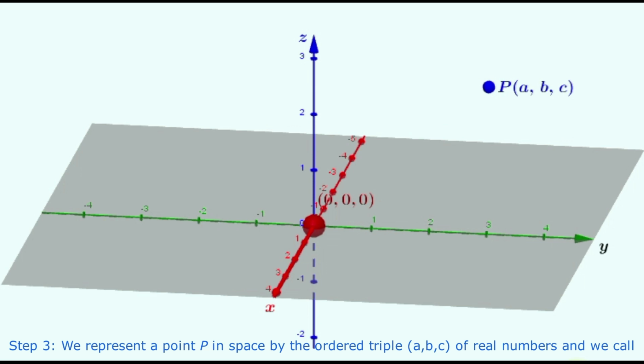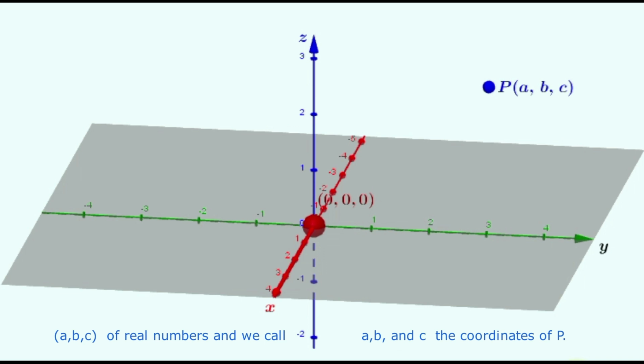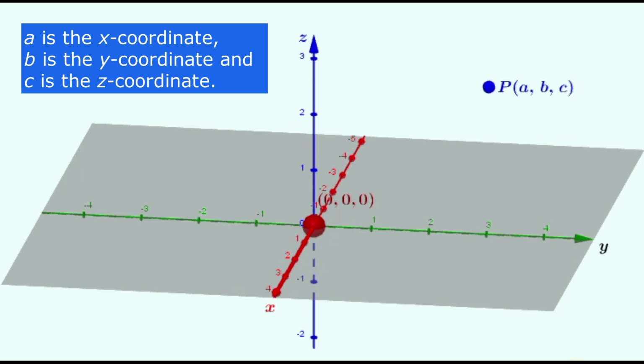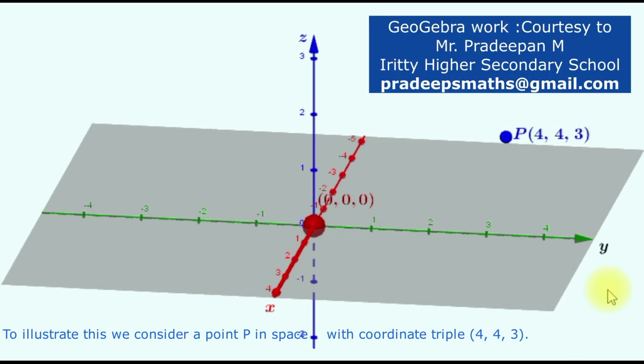Step 3. We represent a point P in space by the ordered triple (a, b, c) of real numbers, and we call a, b, c the coordinates of P. a is the x coordinate, b is the y coordinate, and c is the z coordinate. To illustrate this, we consider a point P in space with the coordinate triple (4, 4, 3).